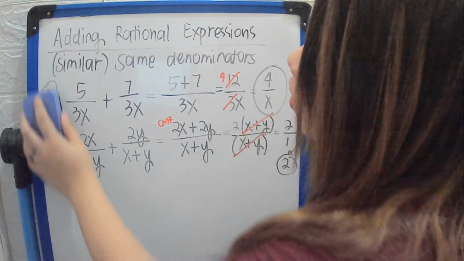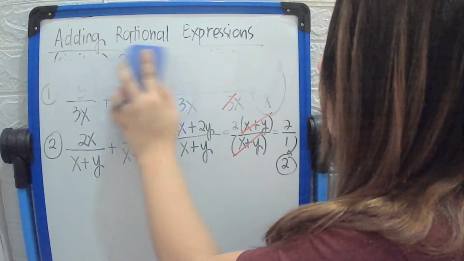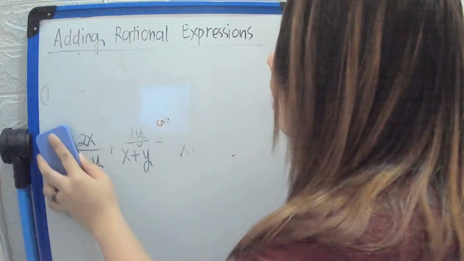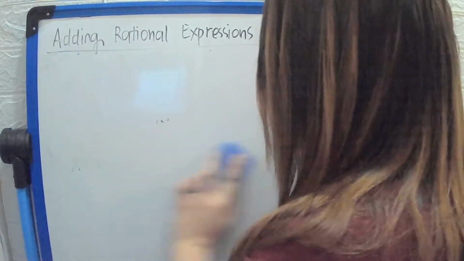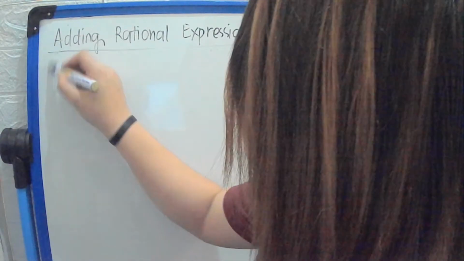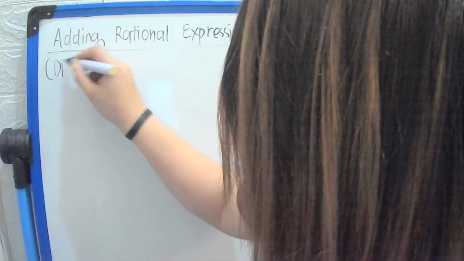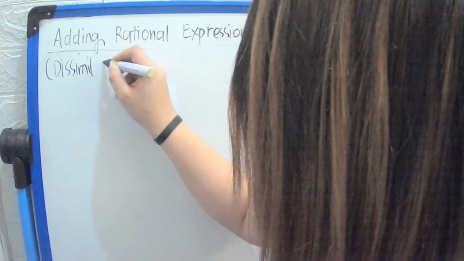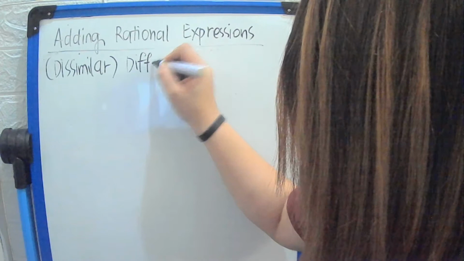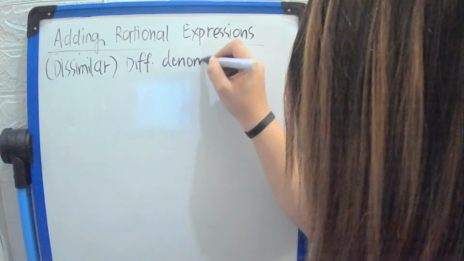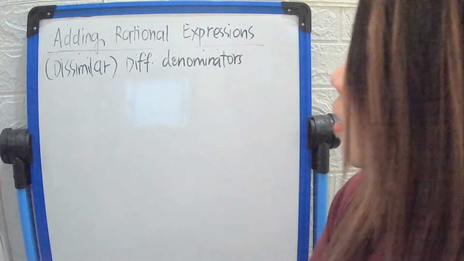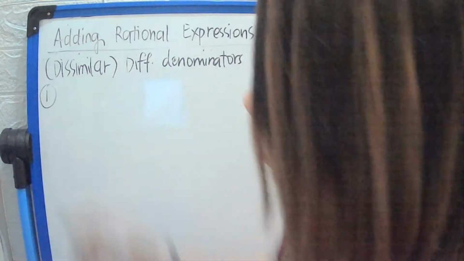Now, what if we have different denominators? What do we call them? Okay, we call them dissimilar. So let us now add dissimilar rational algebraic expressions, or those with different denominators.